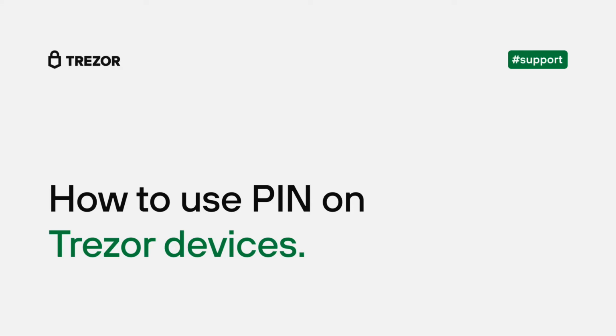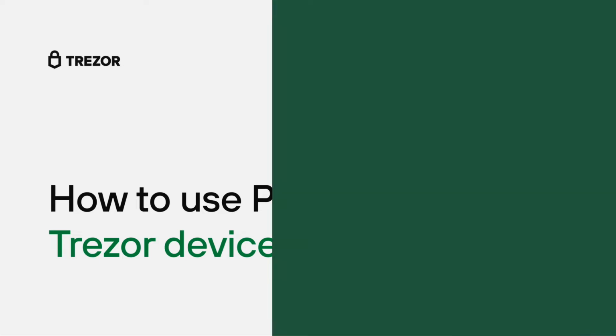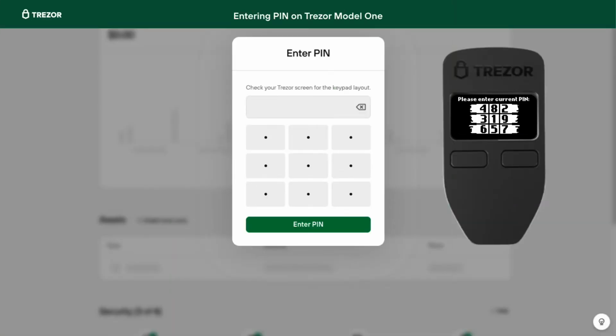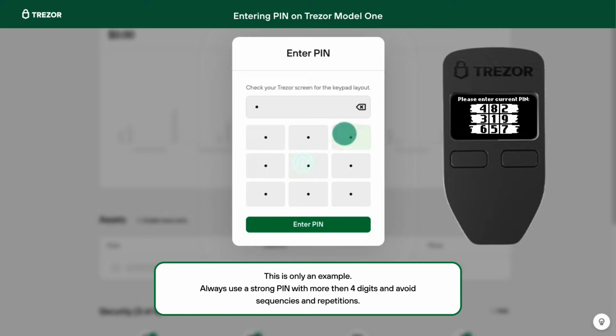In this video, we will show you how to enter your PIN on both Trezor models. Model 1 uses a so-called blind matrix. You are presented with 9 tiles on your computer screen and 9 numbers on your Trezor device. Simply match the position of the individual digits in the 3x3 PIN matrix by clicking on the corresponding tile with your mouse. Here is the example of entering the PIN 1, 2, 3, 4.